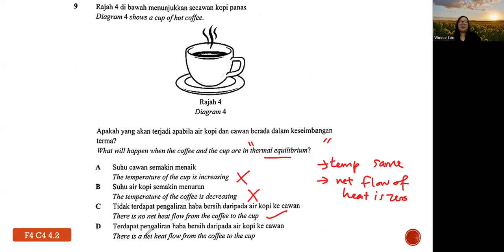Okay, there is a net heat flow. So the word net means after you sum up. Let's say the coffee gives 10 joules to the cup, and the cup also gives 10 joules back. So the net is actually 0. There is heat flow, but the net heat flow should be 0. So the answer is C.